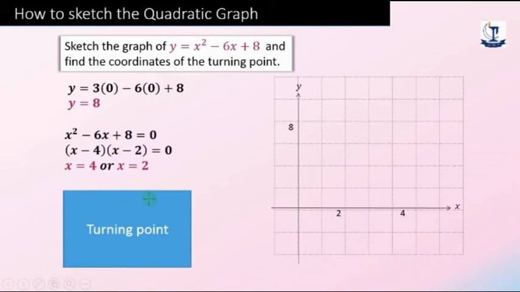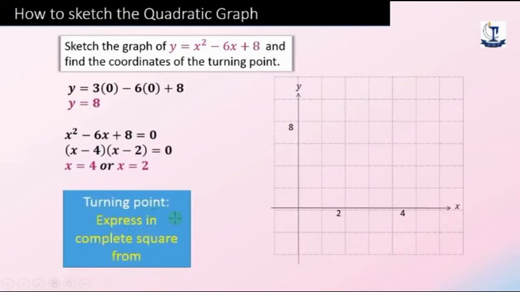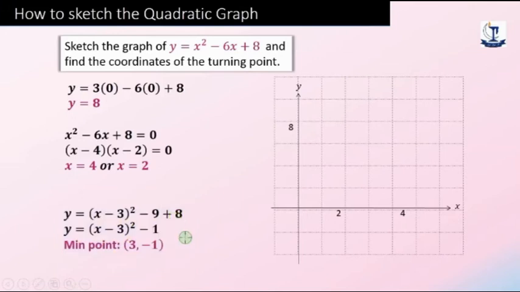For the turning point, we need to express the function in complete square form. Here the point 3 and minus 1 is the turning point of the graph. Now join all these 4 points smoothly. Hence the required graph.